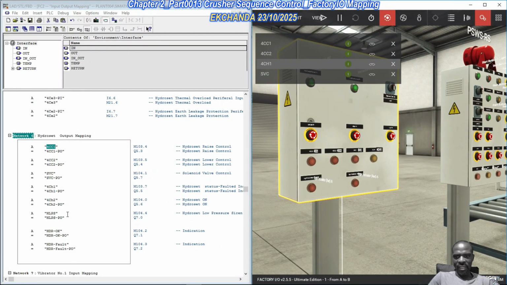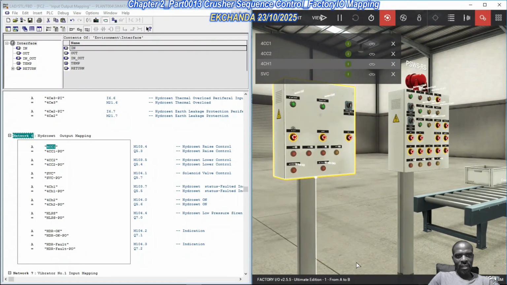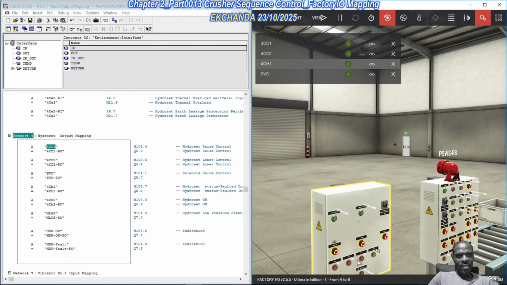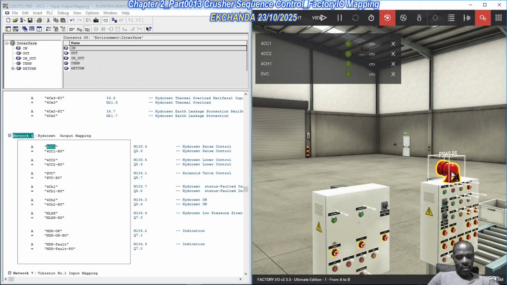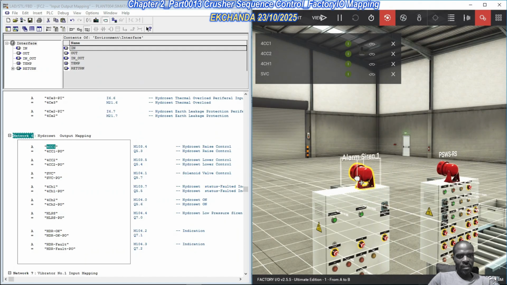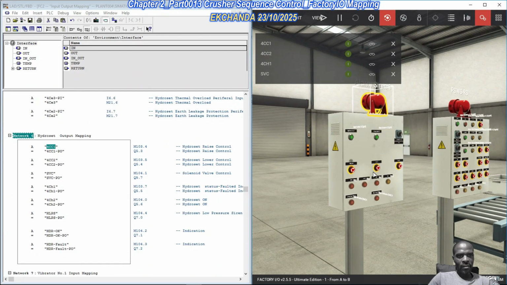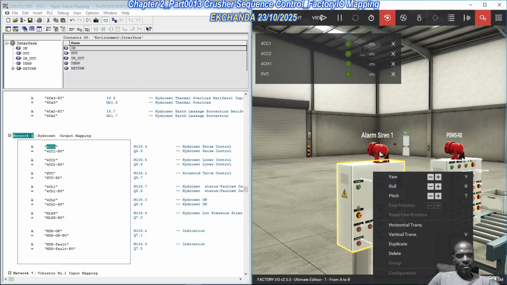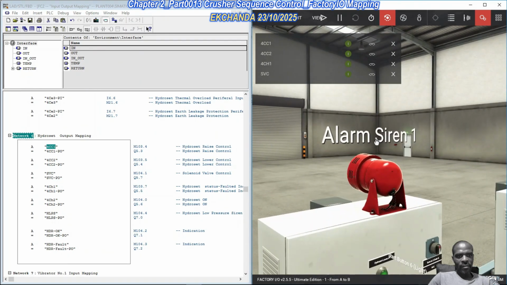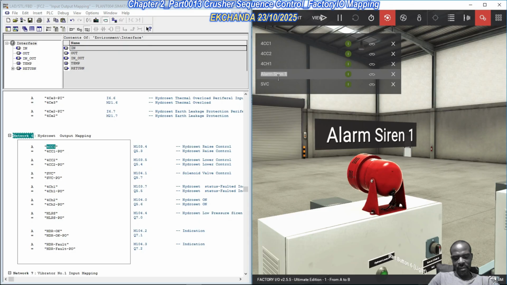And then of course we're talking the hydroset low pressure switch. Perhaps I was a little bit too hasty in deleting the siren, okay? So I'm going to borrow this. And then this one here is the hydroset low pressure siren. Hydroset low pressure siren, like so. Hydroset low pressure siren, which takes care of it.